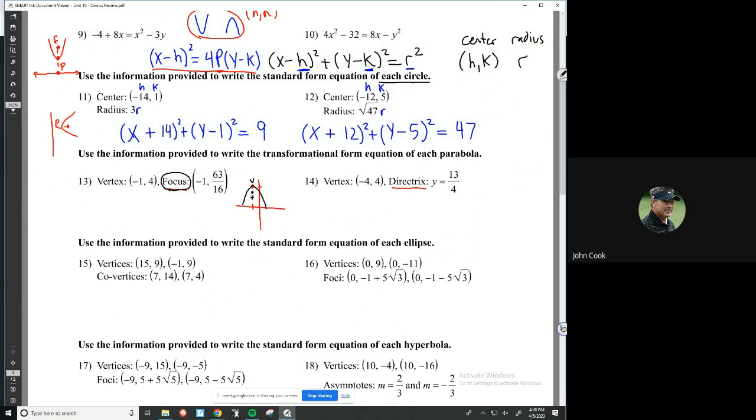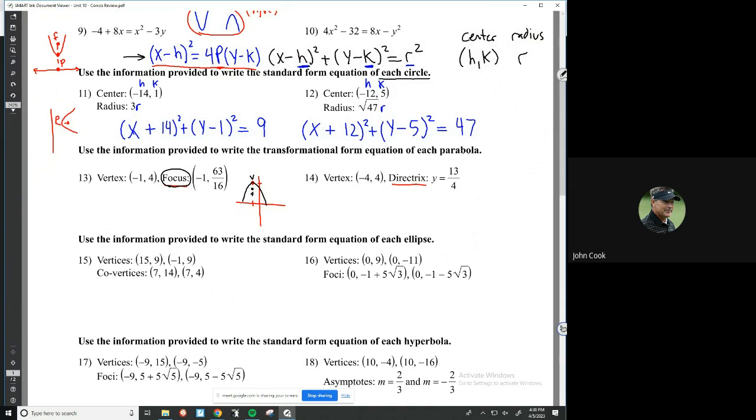If the parabola opens downwards, it's the x that's going to be squared. So I've got (x - h)² = 4p(y - k). I already have a good chunk of that information. I know what the vertex is; that's the h and the k. I plug those numbers in, -1 and 4. Then I just need one last thing, and that's the p-value.